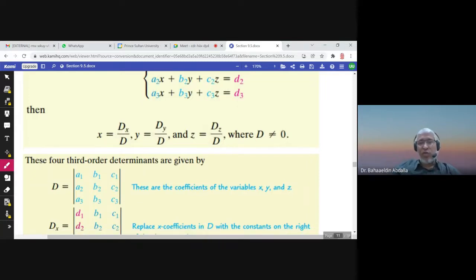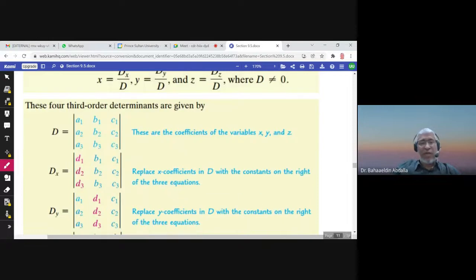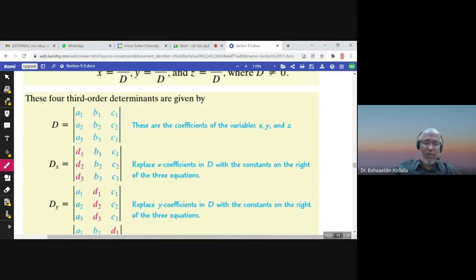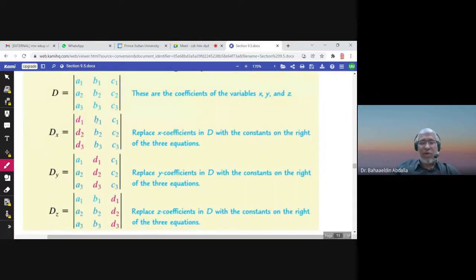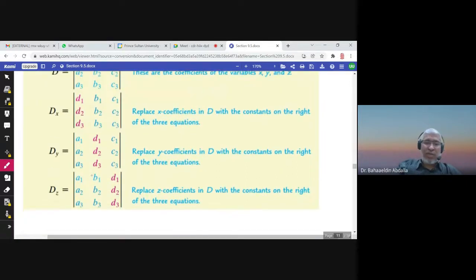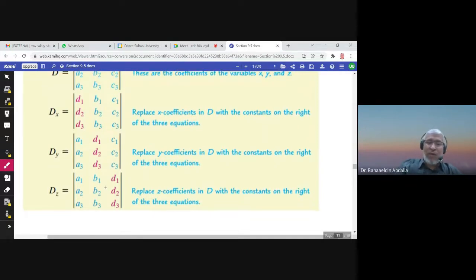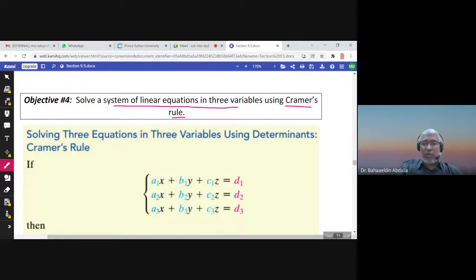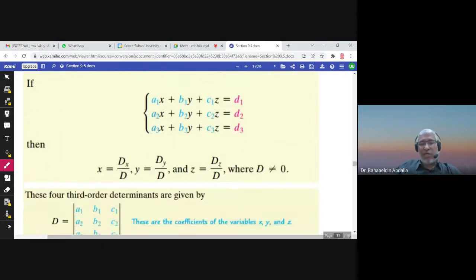And in 2 by 2 linear systems, D, Dx, Dy were 2 by 2 determinants. Now you have 3 by 3 determinants. And how to find Dx? You replace the first column, the column of x, by the constant terms d1, d2, and d3. And Dy, you replace the second column, the column of y, by the constants. And Dz, you replace the third column, the column of z, by the constants. For more information about Cramer's rule, please check the first video in this section. That's it. And x would be Dx by D, y is Dy by D, and z is Dz by D.